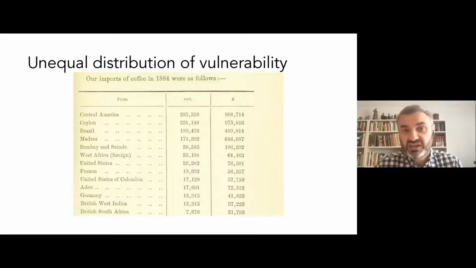They remain unchanged basically because Britain, like every other major consuming country, gets its coffee from a bunch of different places. So if you look at this list, which was published in 1884, right as Ceylon was plummeting, you can see that even at that point, Ceylon was not the principal exporter of coffee to Great Britain. And there were plenty of other places that Great Britain was getting its coffee from.